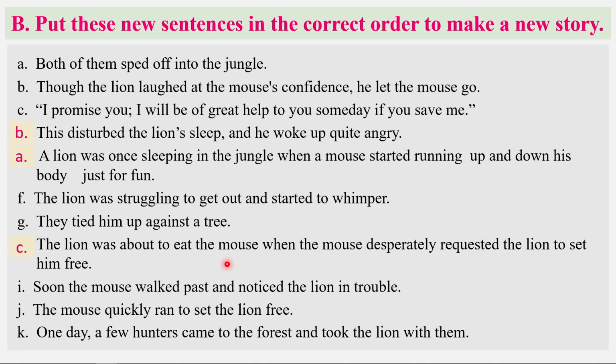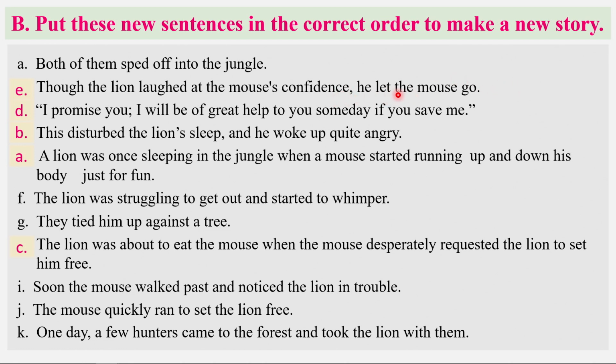And have you found the fourth after this? Let's check whether your guess is right or wrong. Number D is this one: I promise you, I will be of great help to you someday if you save me. Who said this? Yes, the mouse said to the lion. After that, E is this one: Though the lion laughed at the mouse's confidence, he let the mouse go.